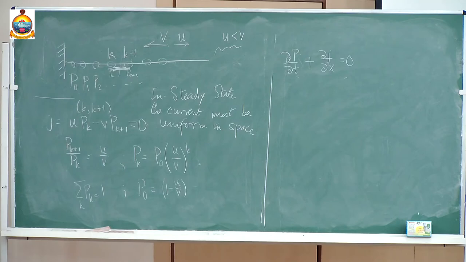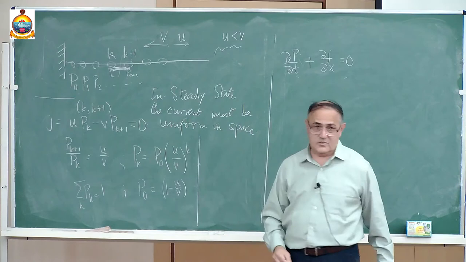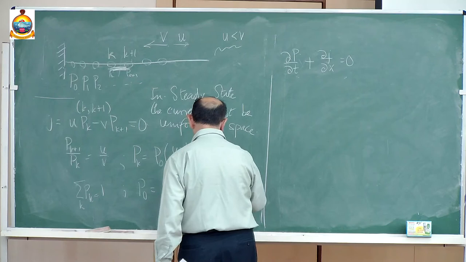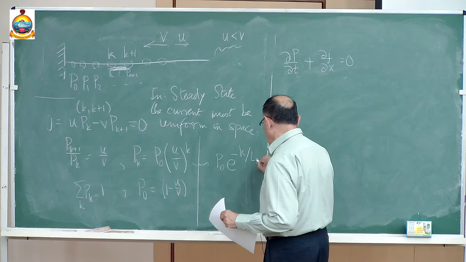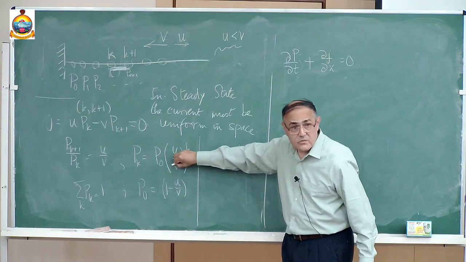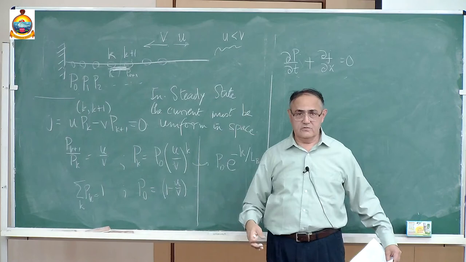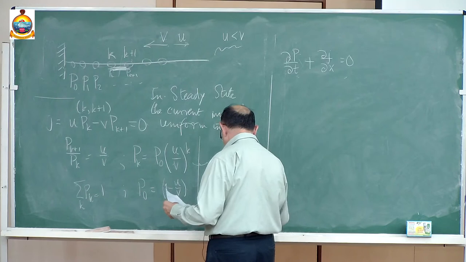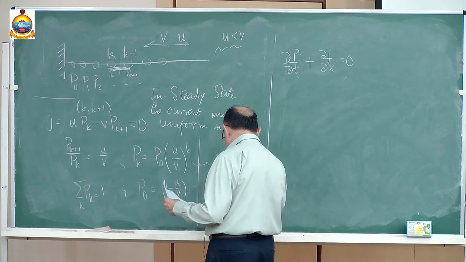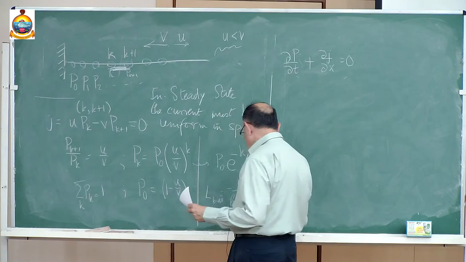I just point out that this is actually familiar to you, perhaps. If you rewrite this as p0 e to the minus k divided by some L bias, which you can always do, since u by v is less than 1, something to the power k I can write that way, my prerogative. Of course, if you do that, you find that L bias is equal to minus 1 over log u by v, which in the continuum limit becomes just our length that we had derived in the other case, d by c. All right.